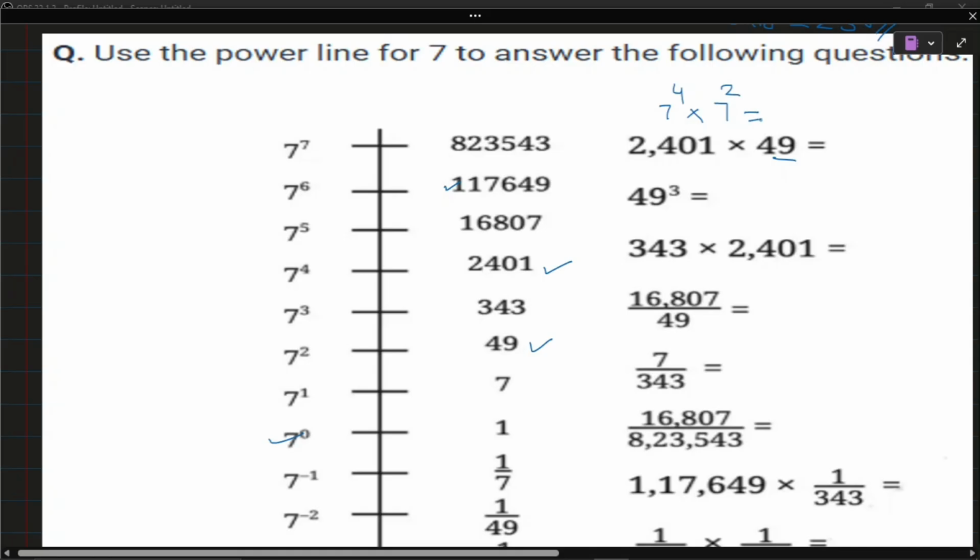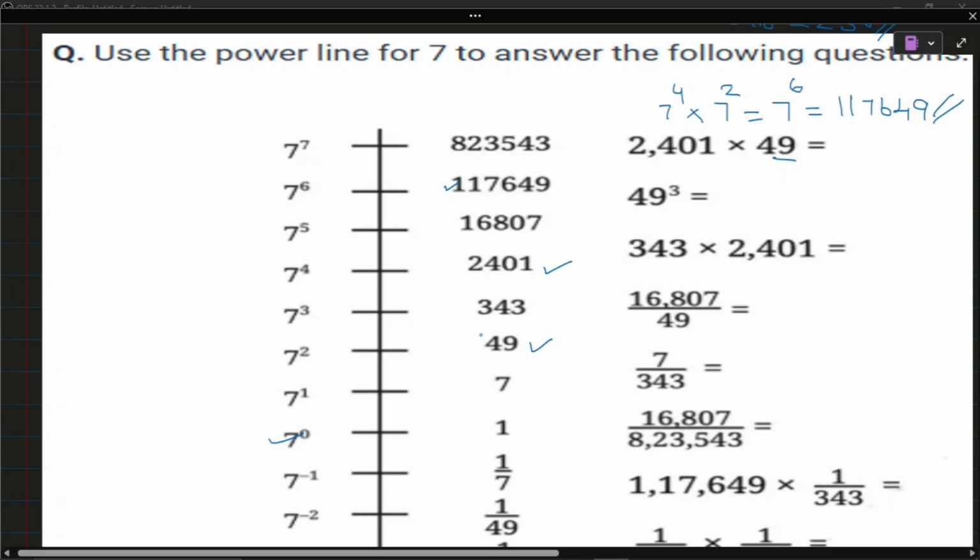Now using the exponential law, here the base is the same. So for multiplication, add the powers. So this becomes 7 raised to 4 plus 2, that is 6. And 7 raised to 6 also, the answer is here. That is 117,649. This is the answer. So without doing any multiplication, directly you can write the answer.